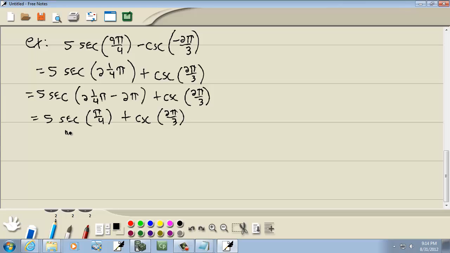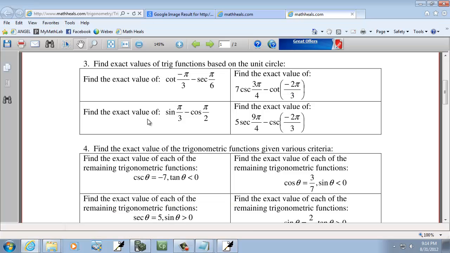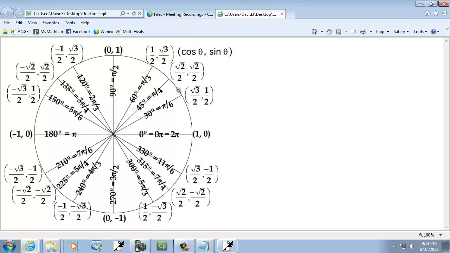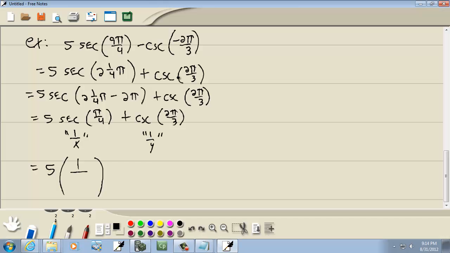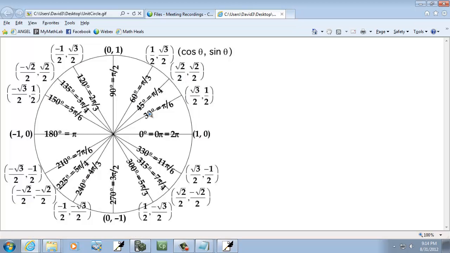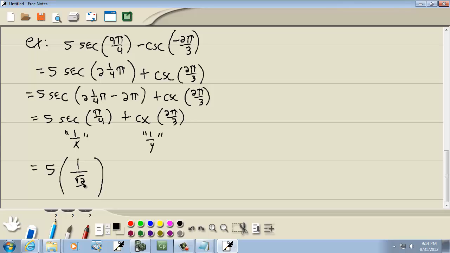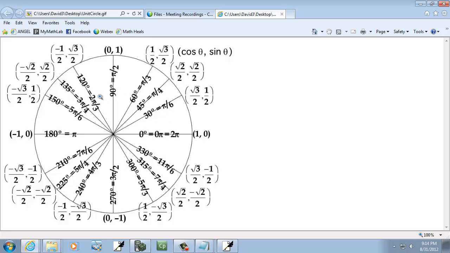Well, secant on our unit circle is 1 over x, and cosecant is 1 over y. Well, if I look up pi over 4, pi over 4 is one of those nice ones, and we want x, which is square root of 2 over 2. Here we're going to look at 2 pi over 3, and we're going to look up the y. So 2 pi over 3, and the y is square root of 3 over 2.